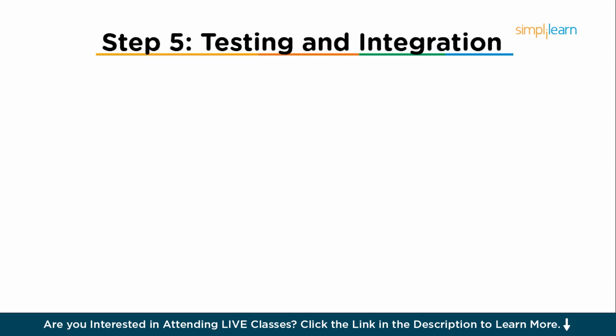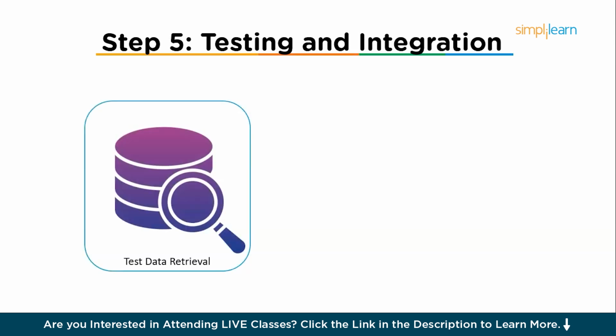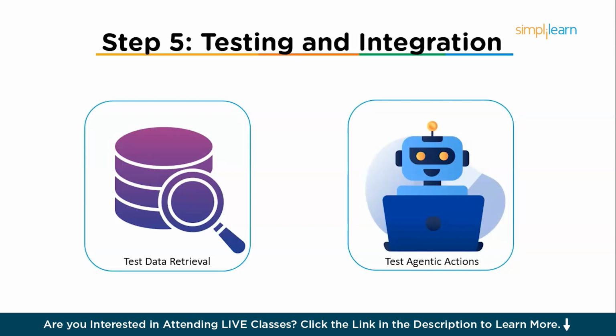So firstly, we will test the data retrieval. Ensure that the system retrieves the correct data in response to user queries. Then we have to test the agentic actions. Verify that the agent takes appropriate actions based on the retrieved data. This could include scheduling tasks, sending notifications, or triggering other processes.